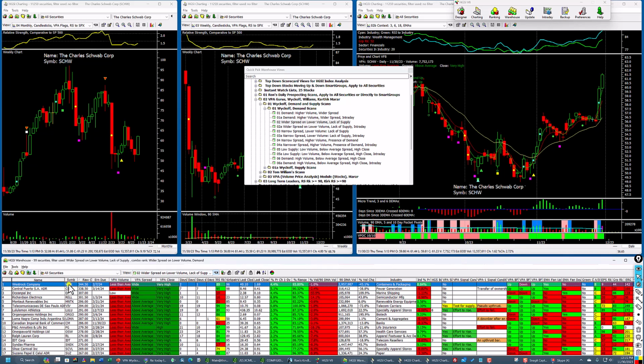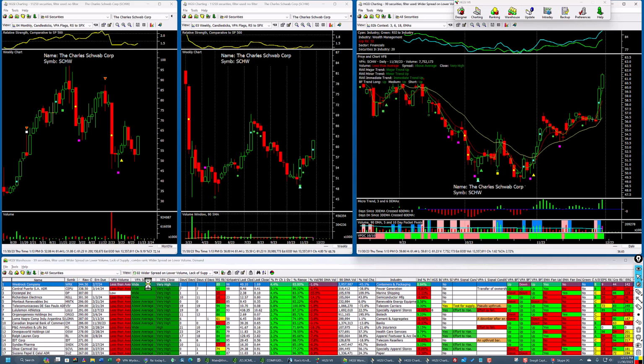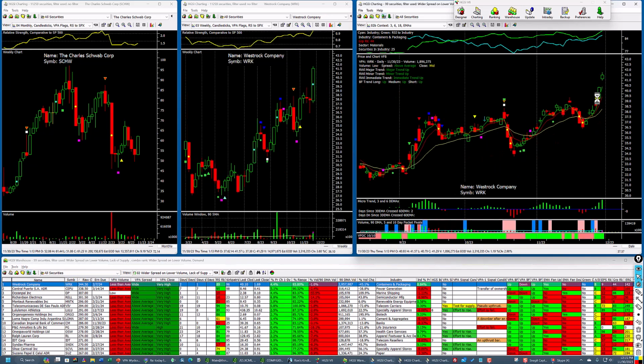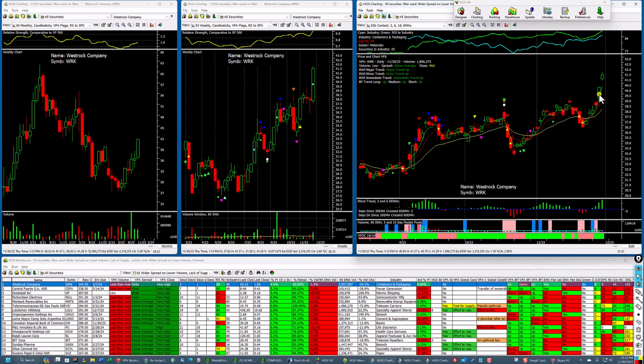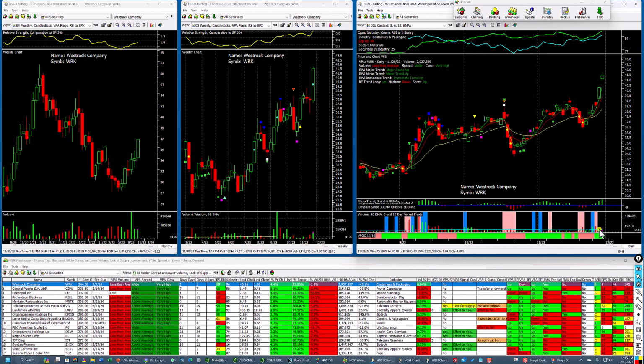Westrock Company, I know nothing about it, but let's just take a look at it. So yesterday, when I click on this, you can see the volume was less than average, the spread was wide, and the close was very high. Why is it moving up if the volume was less than average? You can see that right here, because there was not enough supply to satisfy the demand.